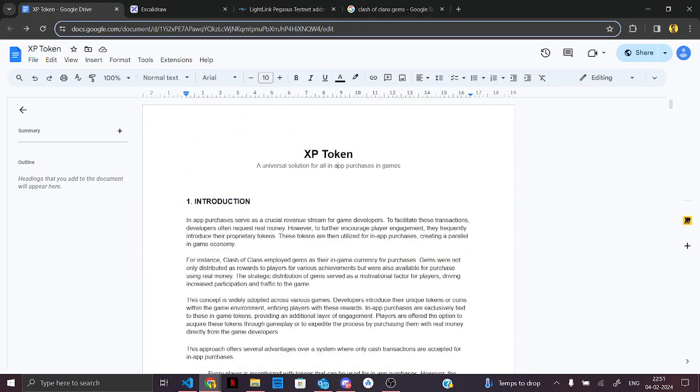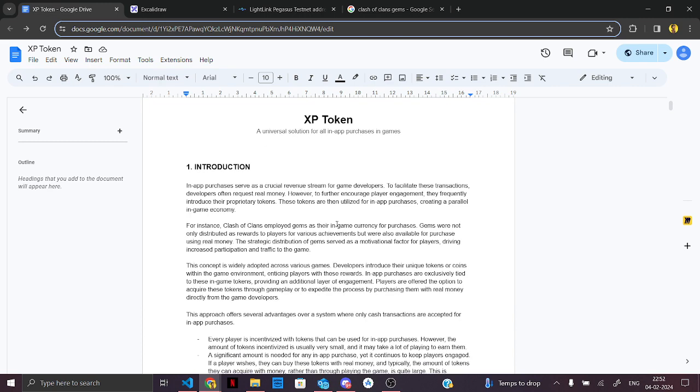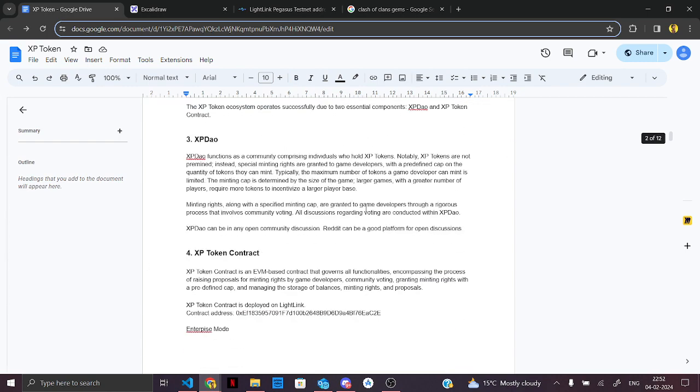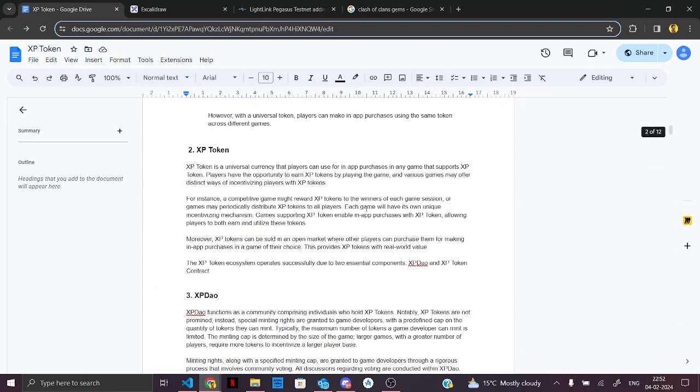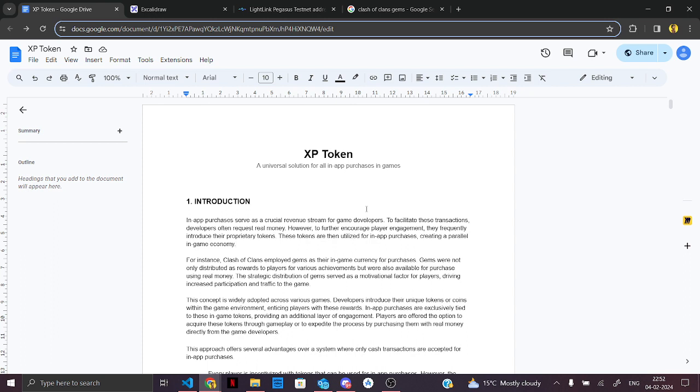I'll give you the overview of what XP token is first of all. It's a universal solution for all in-app purchases in games. What does that mean? We'll explain that. XP token is basically an attempt to become a standard for all in-app purchases in all games. But you'll ask, how is that possible? Because that idea sounds very rudimentary. But we came up with a system which can make XP token a standard. So let's try to understand why that can happen.